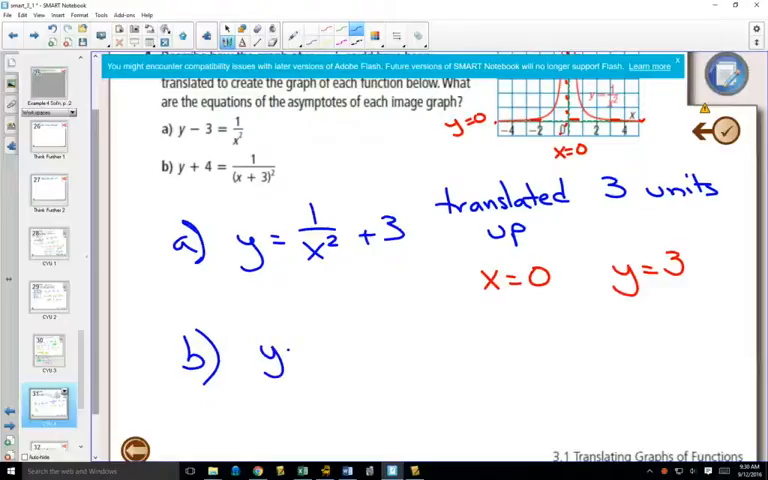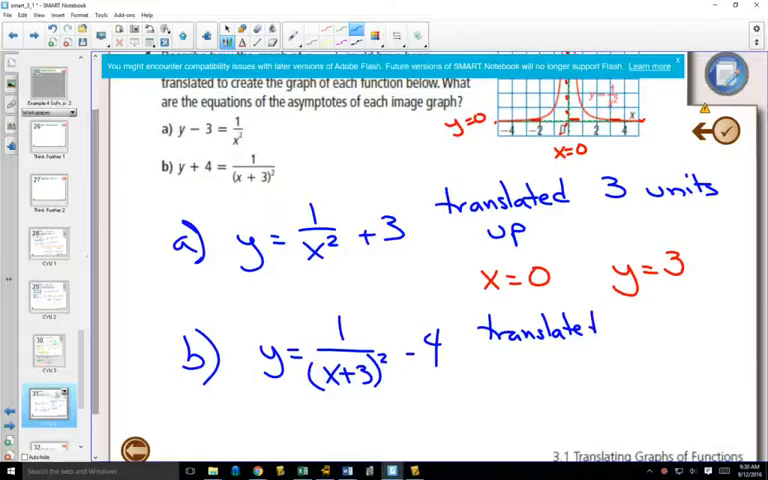And in part B, again, I'm going to rewrite this with the y by itself. And we have to look, where is the original equation? Can you see the original 1 over x squared? Can you see that there is now a plus 3 where the x was? And there's a minus 4 outside of the function.